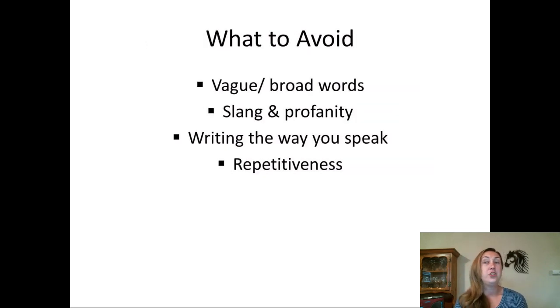Now, in order to achieve academic tone, there are a few things you can do. First, pay close attention to your word choice. Next, use concrete, specific words. So, for example, the word thing. Thing is not specific. It can actually refer to anything, right? Whereas if I use the word table or refrigerator, those are both pretty specific.